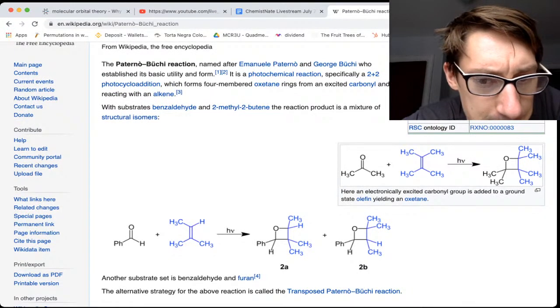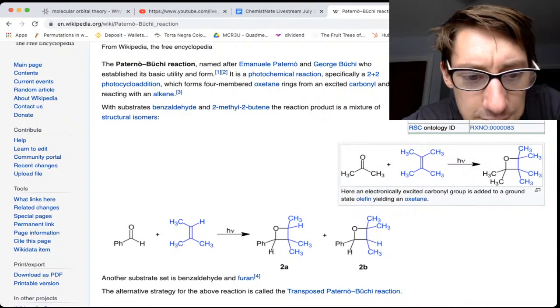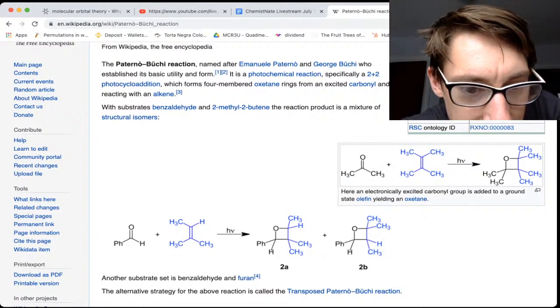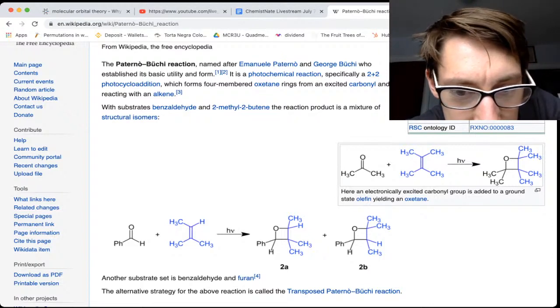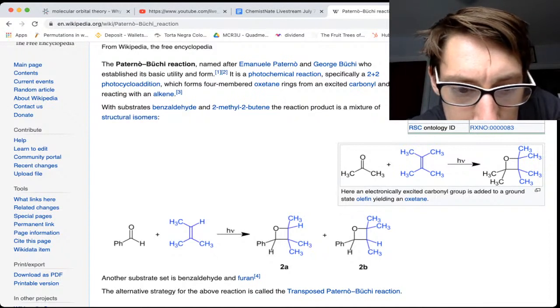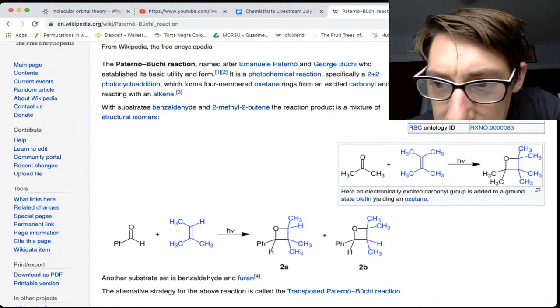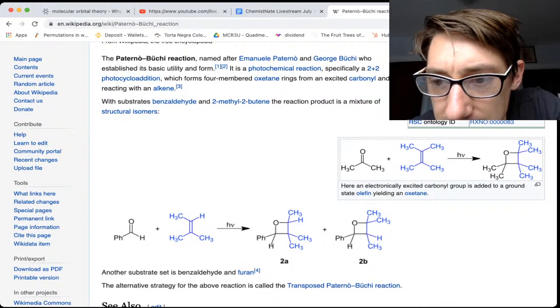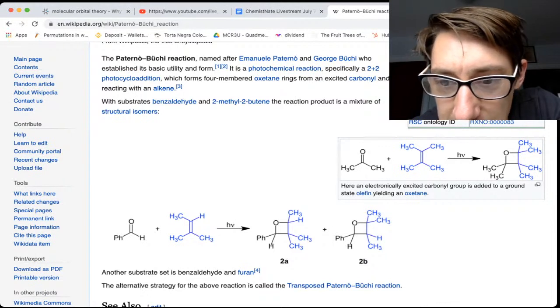Let's see. So you excite the oxygen, like this bond in here. Then presumably the oxygen attaches here. That double bond breaks apart to here. Then what? Then that's it? You just make, I guess that's called an oxetane?